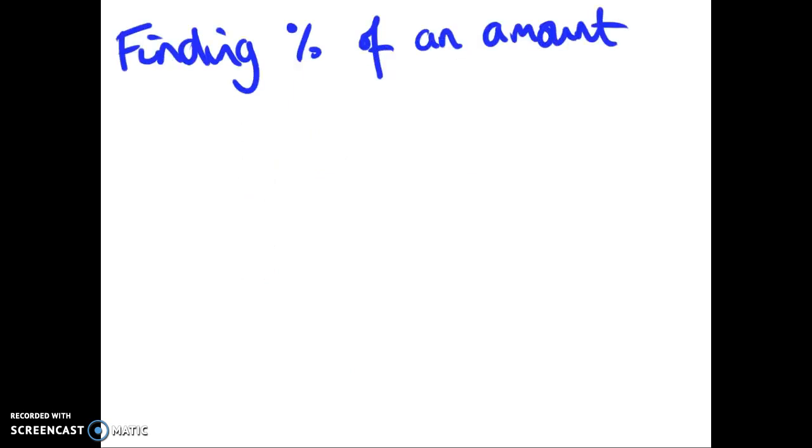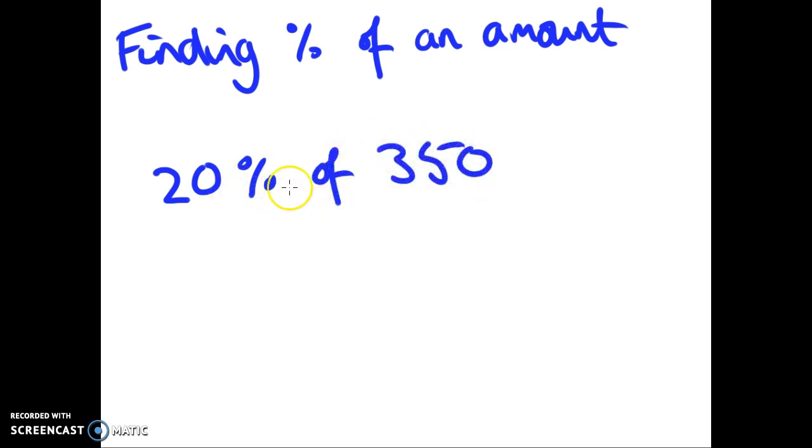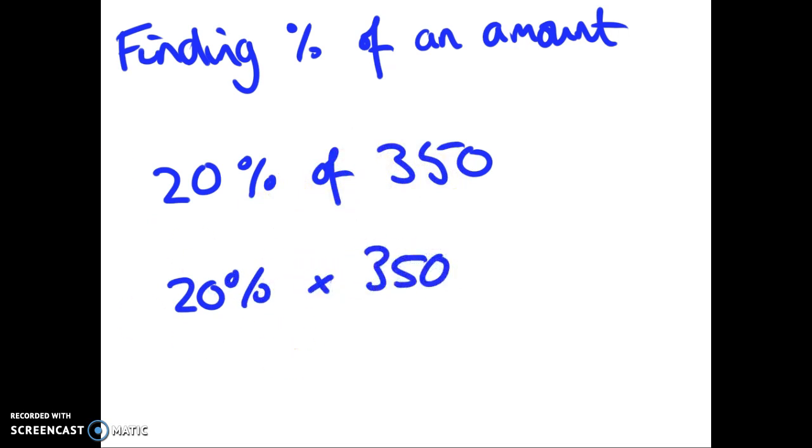Moving on then to finding percentages of an amount. So let's say, for example, we had the question, I want to find 20% of 350. Now, sometimes you're seeing it with an "of", sometimes it might be seen as 20% times 350. They both mean the same thing.